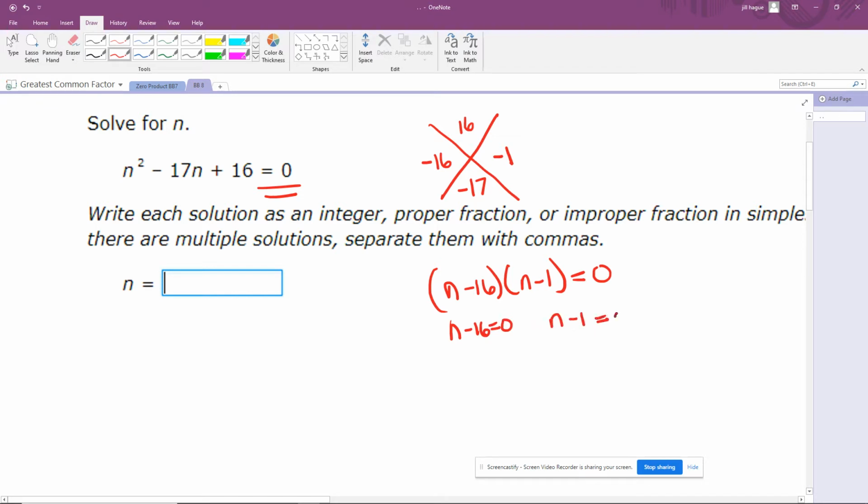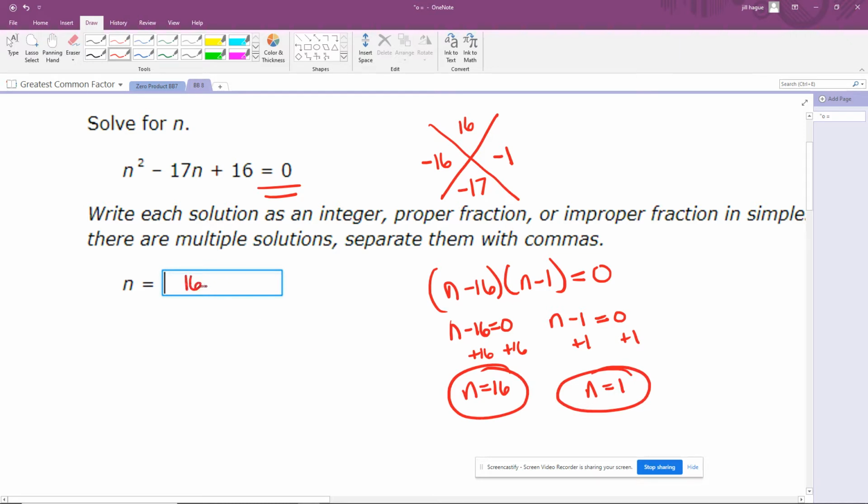We set this equal to 0. We add 16. There's one answer. We add 1 to both sides. There's your other answer. You come up here, you write them in, 16, comma, 1. Okay, that's how you write the answers. You separate them with commas. Okay? All right, let's move on.